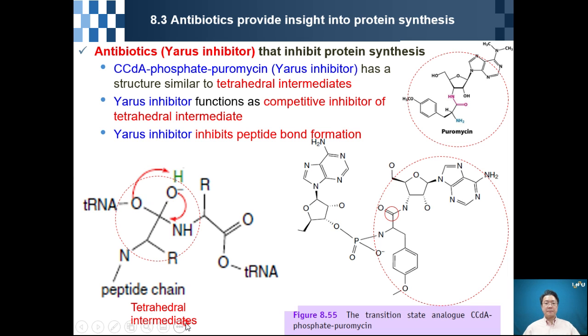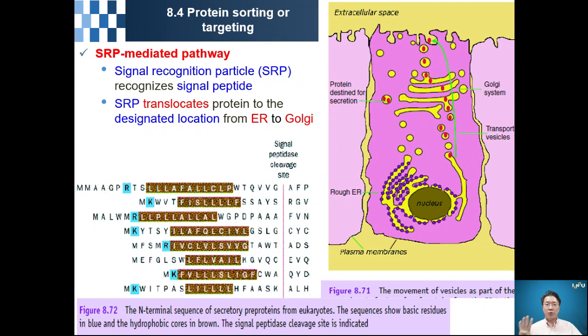Okay. In this slide I will explain the fourth subject, protein sorting or targeting. The SRP-mediated pathway plays an important role in protein sorting or targeting. Especially, SRP means signal recognition particle, and SRP recognizes the signal peptide. Figure 8.72 shows one example: the N-terminal sequence of the secretory proteins.